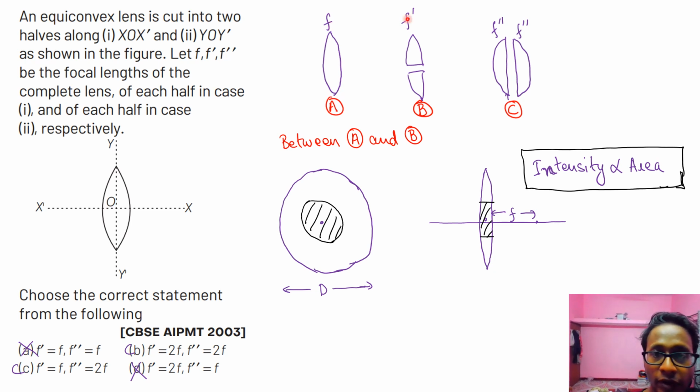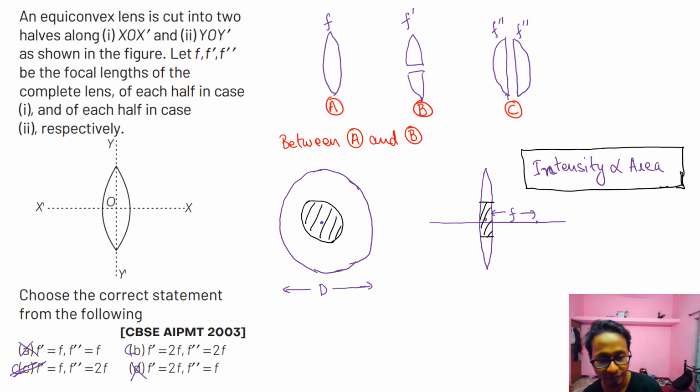Out here the focal length of A and F dash will be the same. So F is equal to F dash, option number C. But out here I want to find the intensity of the image. Half of the lens is covered, no? So the intensity will be half. The image formed by this lens would be half as bright as the image formed by the other lens.